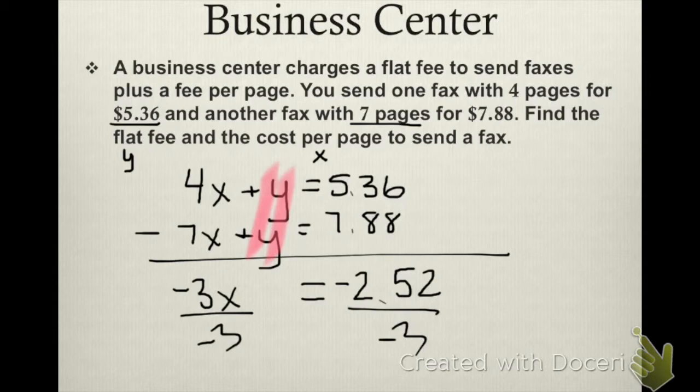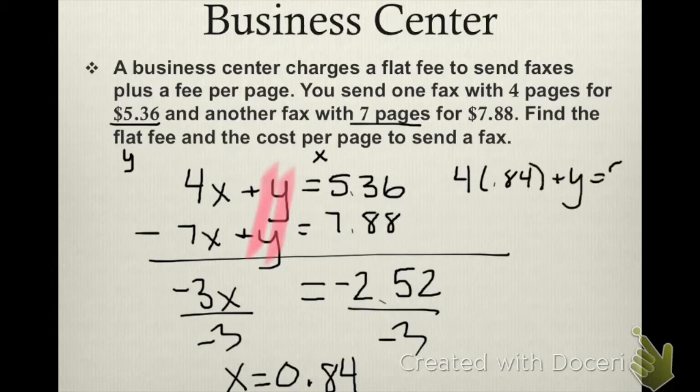This is where I would normally be asking you guys to pull out your calculator. You would get x equals 0.84. All right, so now we have our cost per page. If I put that into this first equation, 4 times 84 cents plus y is going to give me my $5.36. I ran out of room on the page, but you knew it was there. So 4 times 0.84 is 3.36, plus y equals 5.36.